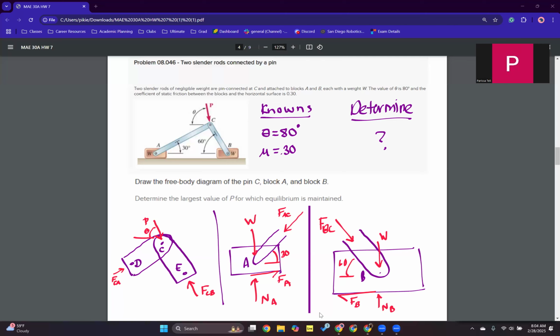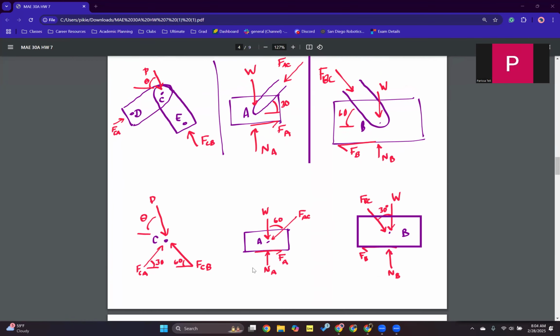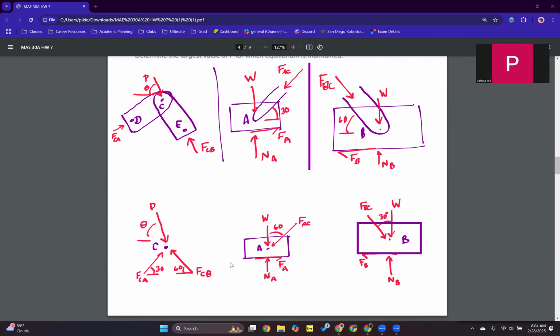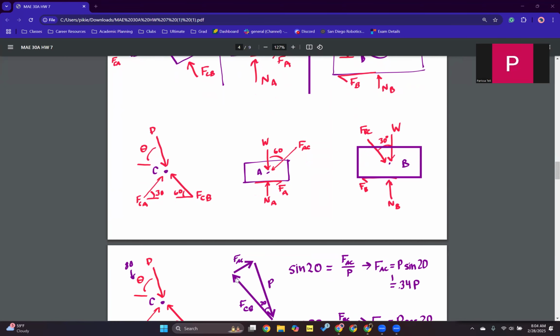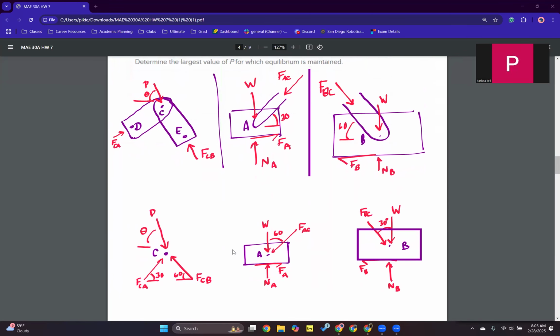So what we can do after we make these diagrams, just denoting the forces, I'll just clean it up a little so it's a little easier to see what's happening and more representative of what they're asking. So after we have our 3 FBDs, we can move on to the second part of this question, which is determine the largest value of P for which equilibrium is maintained.